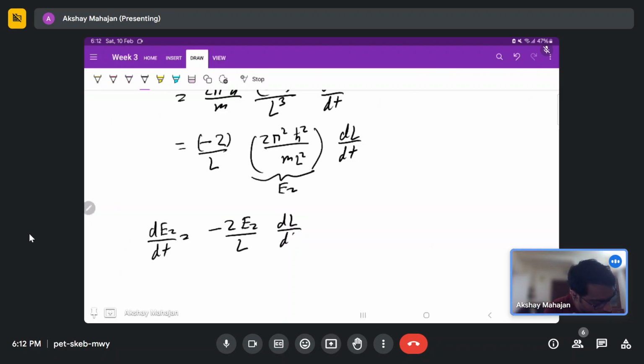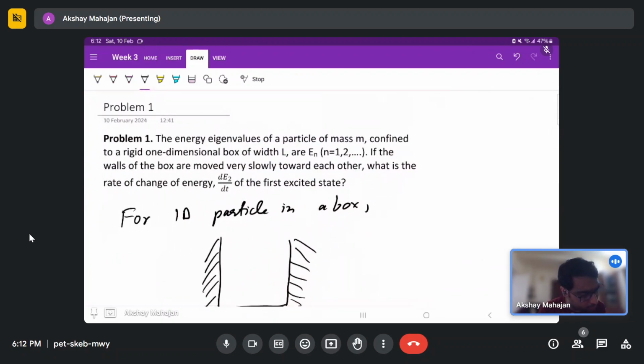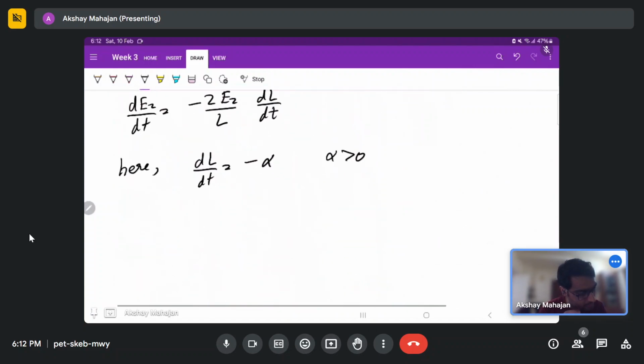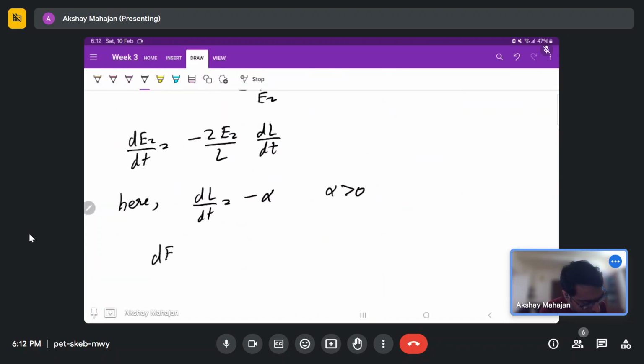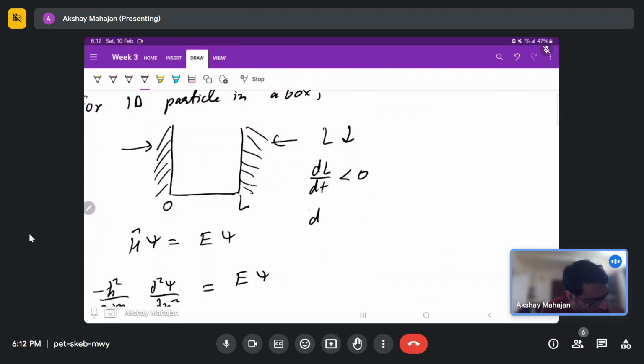And here we can see that dL/dt is some minus alpha, where alpha is greater than 0, because what we are seeing is that the walls are coming closer to each other. They are moving slowly towards each other, so our L is decreasing. So dL/dt is less than 0. Let dL/dt be equal to some negative alpha with alpha greater than 0. So dL/dt is less than 0, and we are decreasing our L.